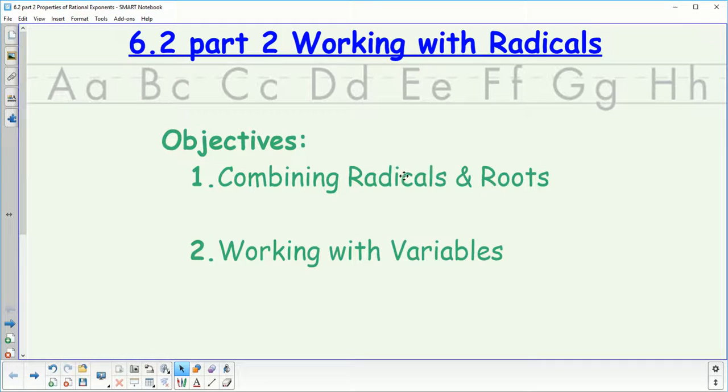And then finally, in Part 1, we worked pretty much with only numbers, in Objective 1, only numbers like we did in Part 1. In Part 2, now we're going to start to add in some of our variables, in Objective 2.